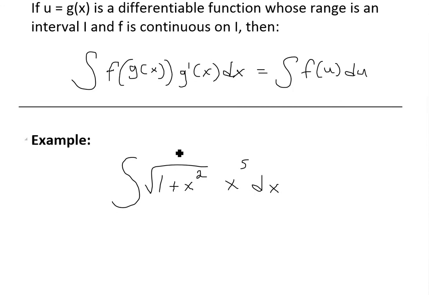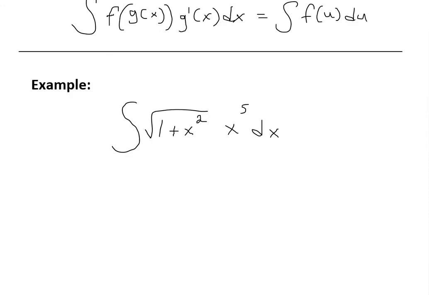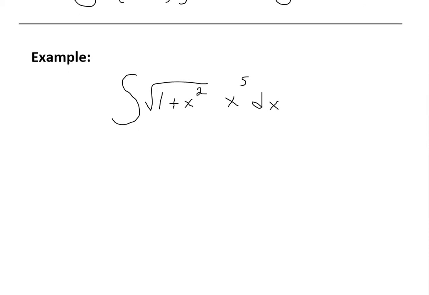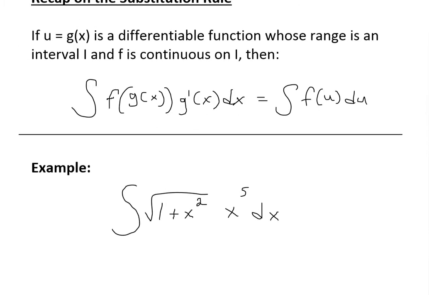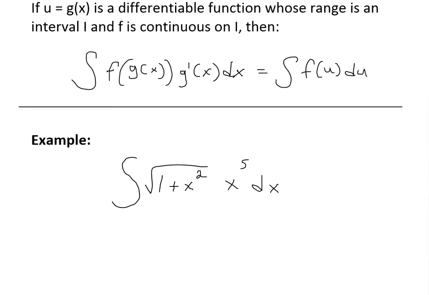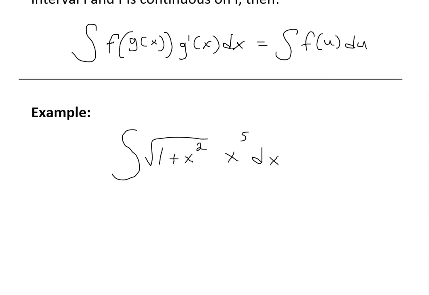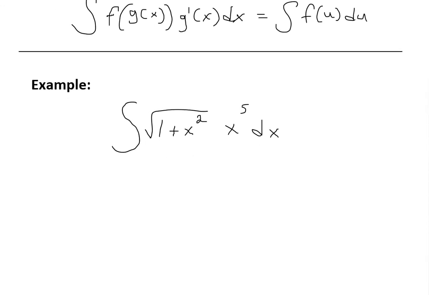The example I'm going to go over is this one right here, which says find the integral of the square root of 1 plus x squared, times x to the power of 5, dx. As you can see, the idea of substitution is to simplify this. It's pretty obvious that the best way to simplify it is by replacing 1 plus x squared with u. So we let u equal 1 plus x squared.